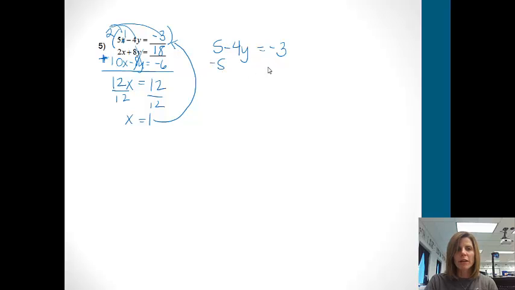I'm going to subtract 5 from both sides. So I will get negative 4y is equal to negative 8. And then I'll divide both sides by negative 4. And when I do that, I get y is equal to 2. And so when I do this, my point of intersection will be the point (1, 2). Because again, remember, we're going to put it in order of x and y.